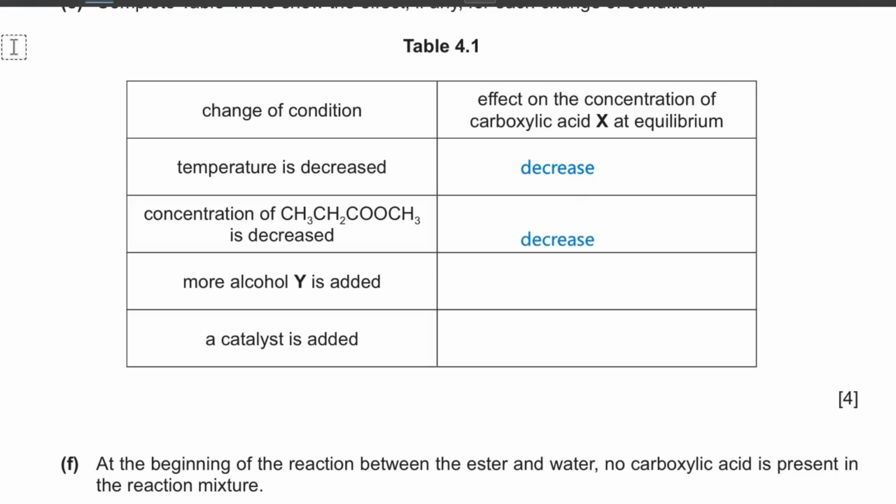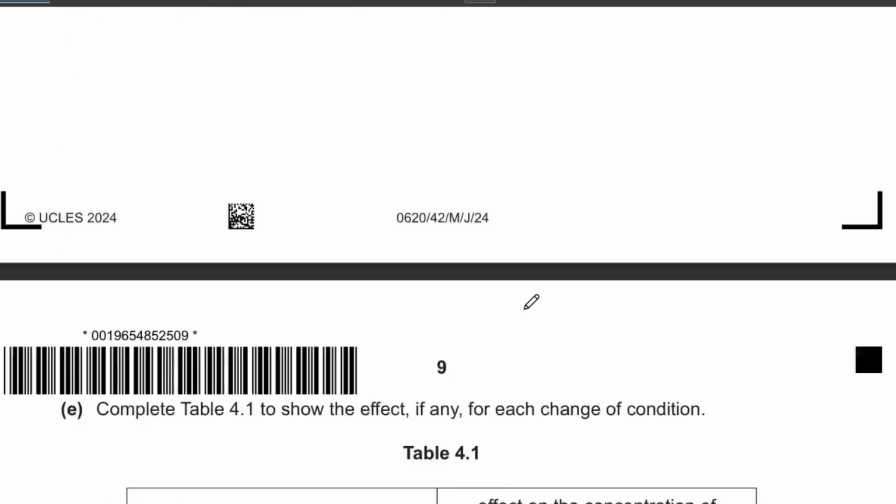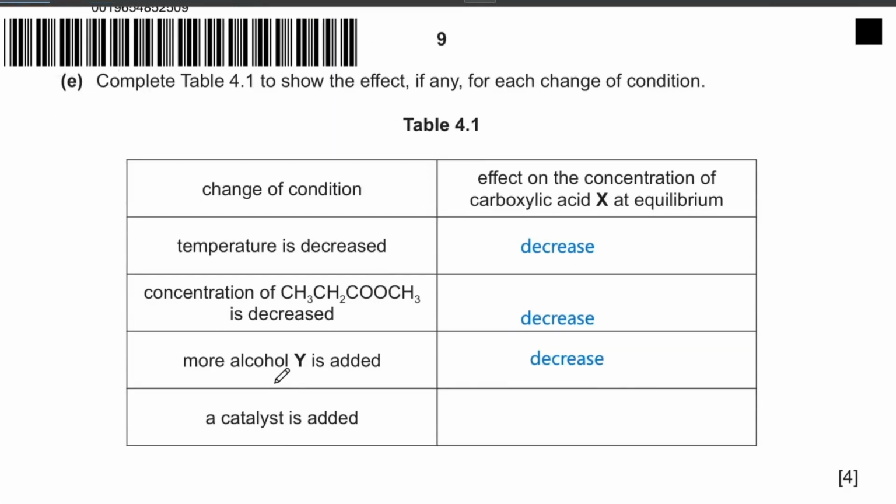going to also decrease. Next, more alcohol Y is added. If more Y is added, then X is going to decrease. Okay, so therefore, here also, when more alcohol Y is added, the concentration of carboxylic acid X at equilibrium is going to decrease because the Y will decrease the concentration of the X.